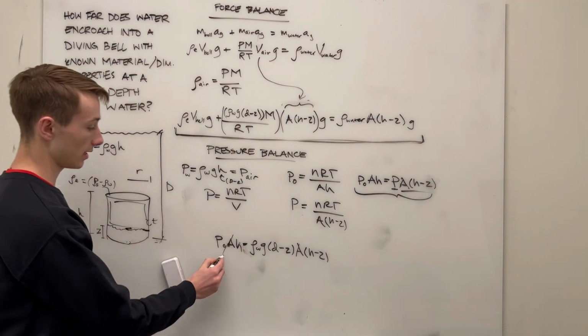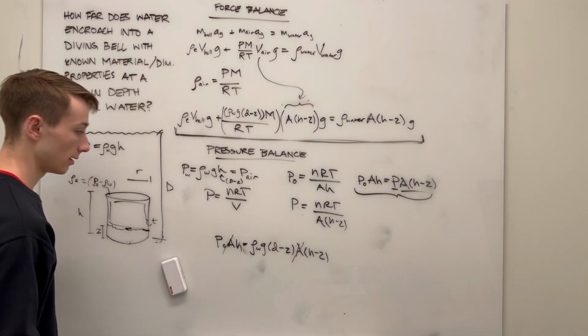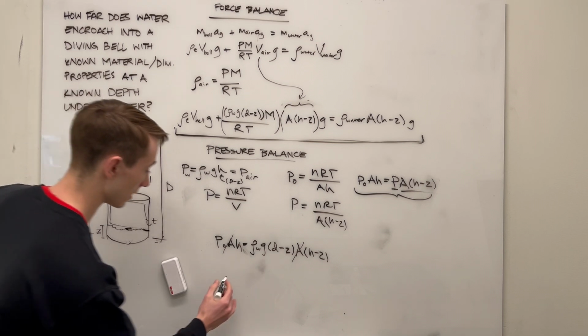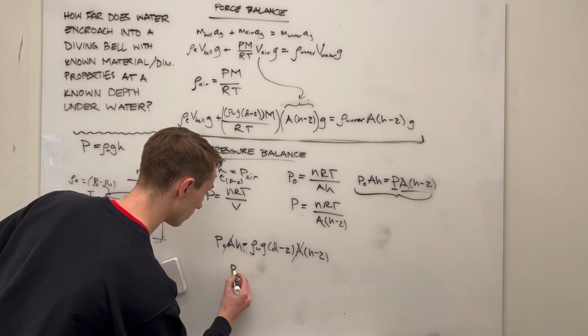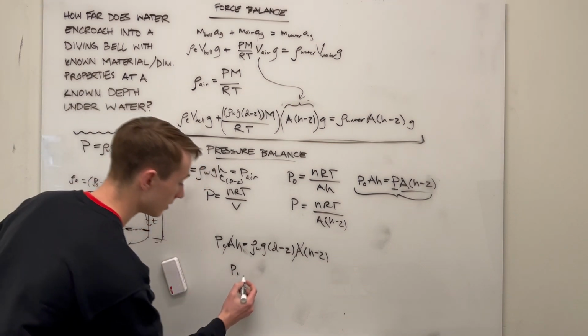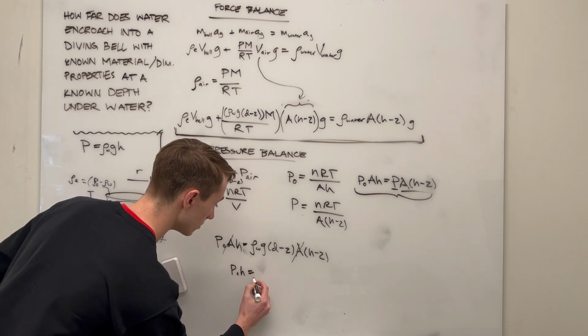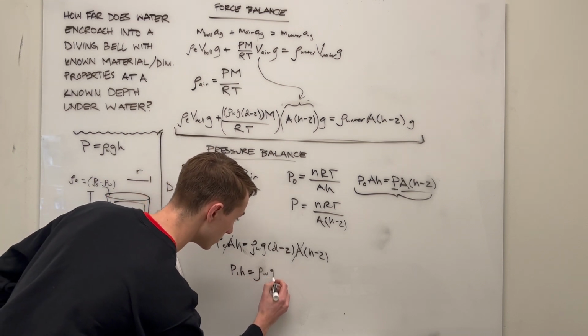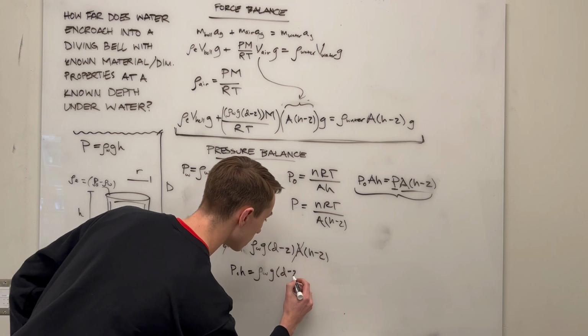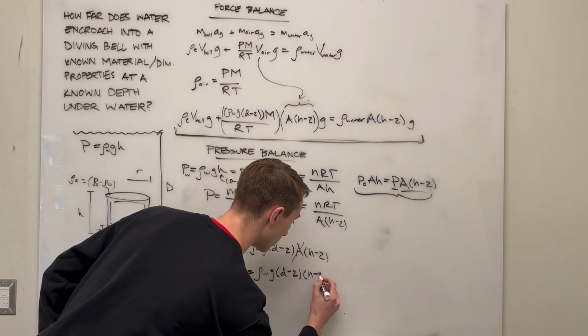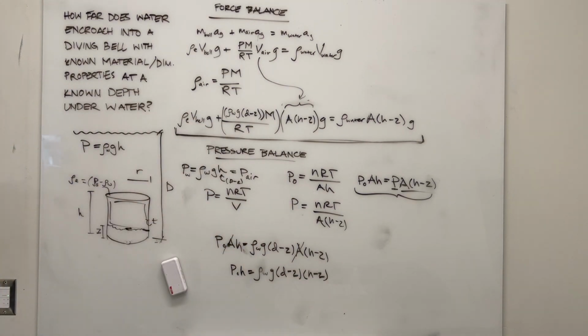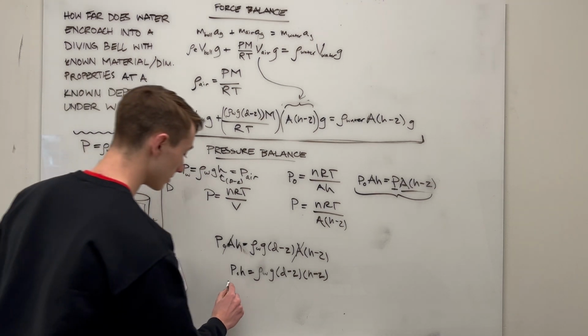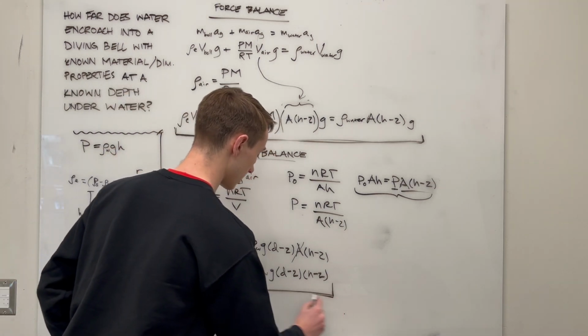We notice that our A's cancel out, and that's all that cancels out. So we're left with P initial times H equals the density times g times (D minus Z) times (H minus Z). Okay, and that is our final pressure balance equation that we're going to take to the computer with us too.